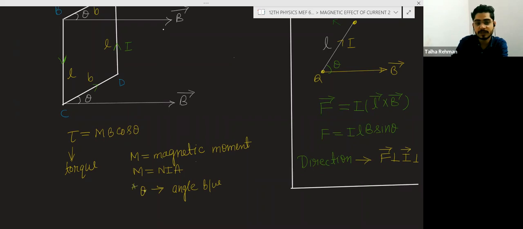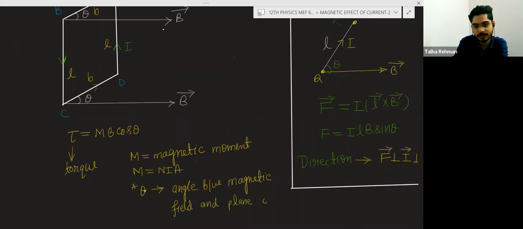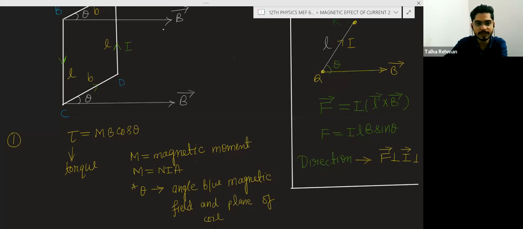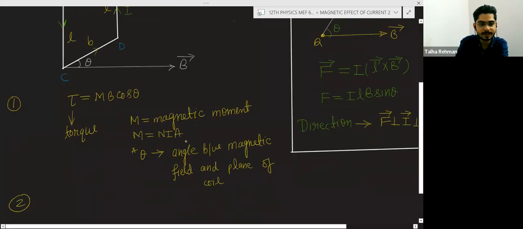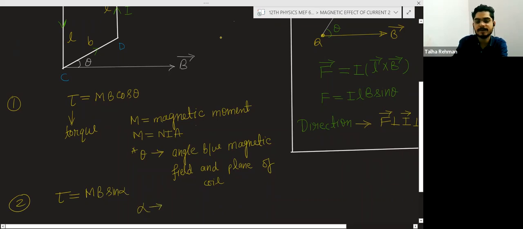What is theta? Angle between magnetic field and plane of coil. This is the first formula for calculating the torque. Now the second formula we have discussed is that this torque is also given by MB sine of alpha. Now what is alpha? Here alpha is the angle.